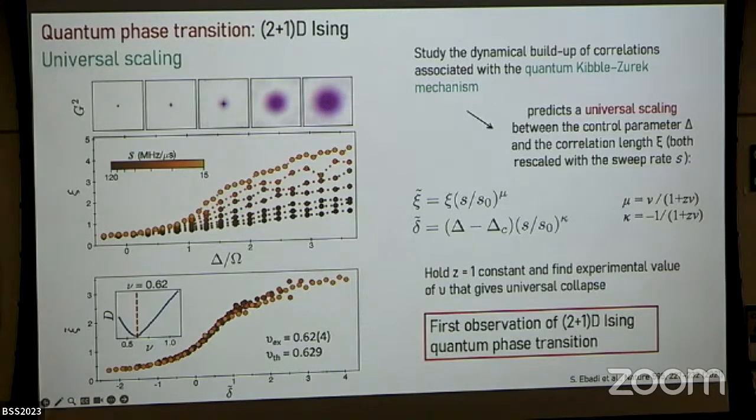So here what we did was to find the critical exponent that allowed us to collapse these different data sets onto the same curve, which allowed us to measure this critical exponent, which is very close to the theoretical one for this 2+1D Ising transition. And again, this seemed a trivial result. We found out that it was kind of a new experimental result, even if for something that in theory was very old. Okay, this is it, I think, for this.